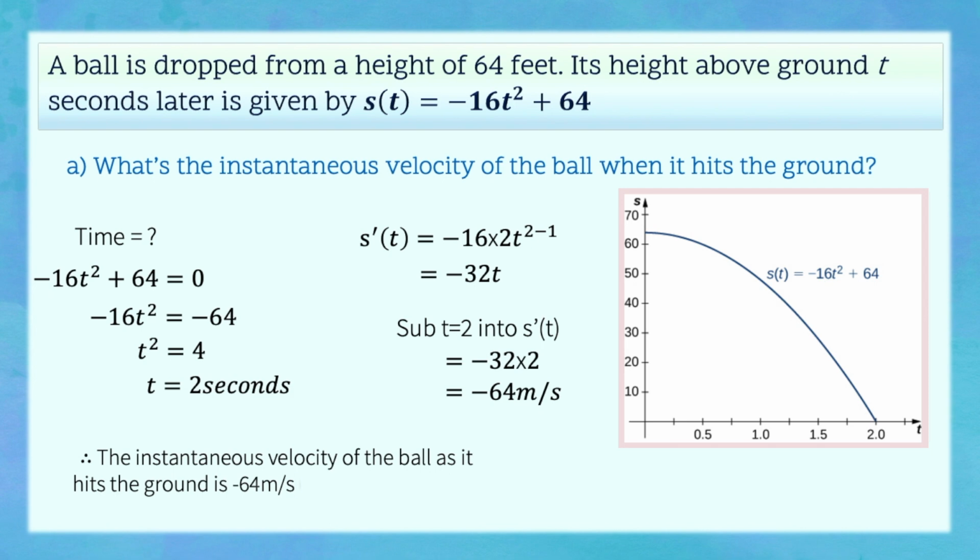A common mistake is forgetting units, so ensure to include meters per second in your answer. Also, make sure to sub t equals 2 into the derived equation, not the original. Let's move on to part B.